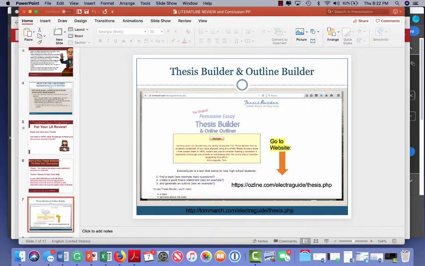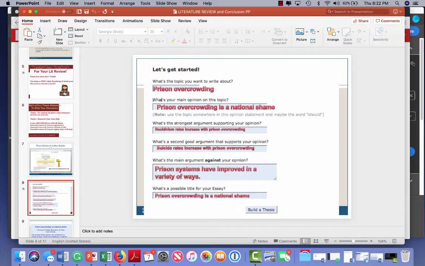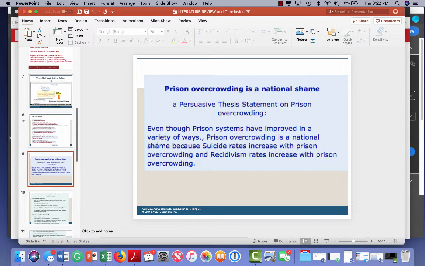All right. Last week, I showed you the thesis builder and outline builder. Here's the website. I highly recommend you go to this thesis and outline builder, because it's really cool. It's going to ask you questions like, what's your topic? What's your main opinion? And you fill in, where I wrote in red is where you fill it in. You're going to answer all these questions. And what it does is it gives you a rough look at what your thesis statement is. And then it also gives a rough look at what your discussion should look like. So this is what your thesis should look like, and that's what you did last week.